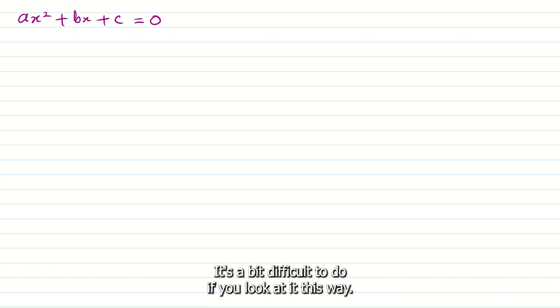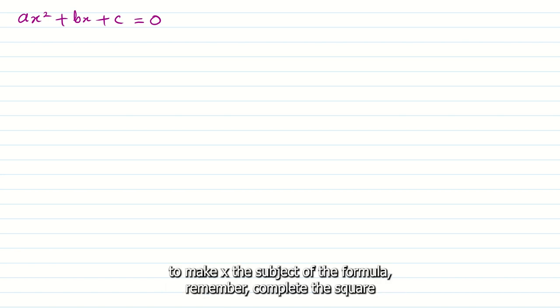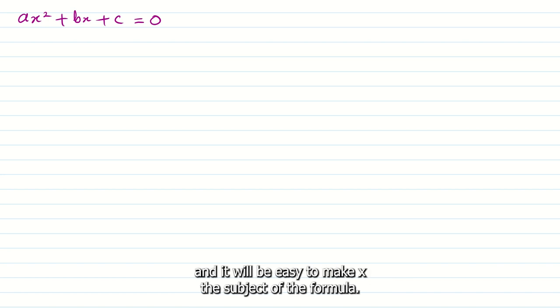It's a bit difficult to do if you look at it this way, but if you complete the square, then it becomes easy. So what we want to do is actually to complete the square on one side and then make x the subject of the formula. So in case you are given any quadratic equation and you are told to make x the subject of the formula, remember, complete the square and it will be easy to make x the subject of the formula.